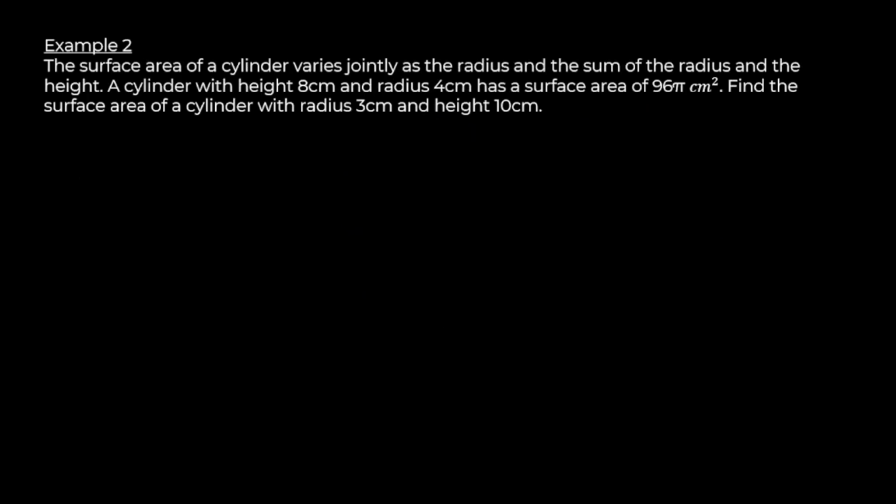So example number 2. The surface area of a cylinder varies jointly as the radius and the sum of the radius and the height. A cylinder with height 8 cm and radius 4 cm has a surface area of 96 pi centimeters squared. We have to find the surface area of the cylinder with a radius of 3 centimeters and a height of 10 centimeters. So let's look at this problem. So we write down our solution.